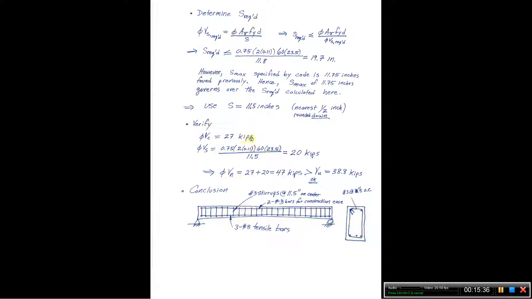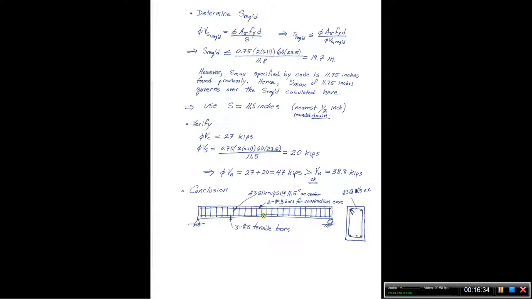So we'd have 27 kips for the concrete resistance. If we put in all of the information into the formula here, and this is the formula we're using right here for phi V sub S now, and here we're putting in the actual spacing. We're also putting in the two vertical bars in our stirrup, one here and one here, so we have 2 times the cross-sectional area of a number 3 bar, which is 0.11 square inches. We have our f sub y here, our d, and our phi factor was out front, and this s is down on the bottom. We get 20 kips. We add those two together, we get 47 kips for phi V sub N, and that is certainly greater than V sub U, which was 38.8. That is a very simple shear design for a concrete beam.